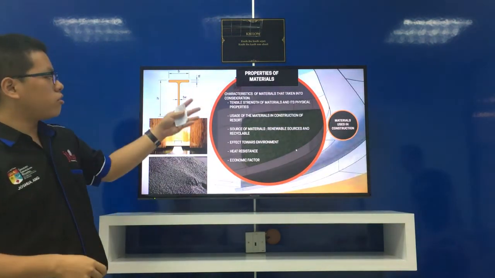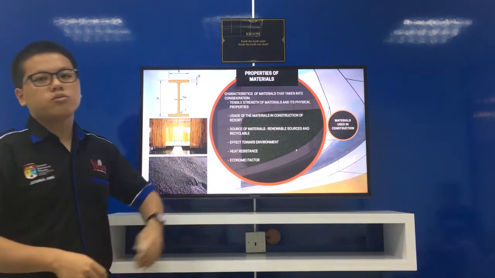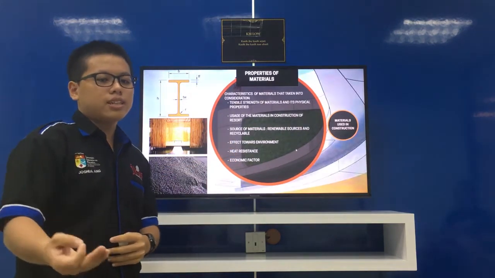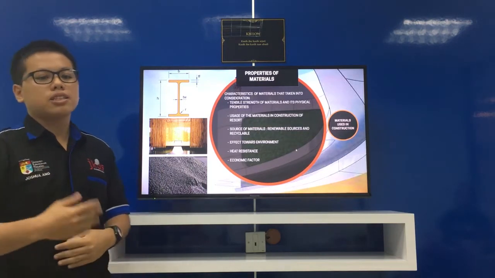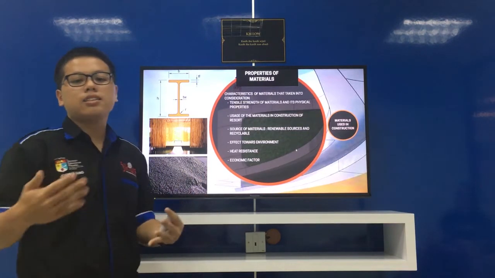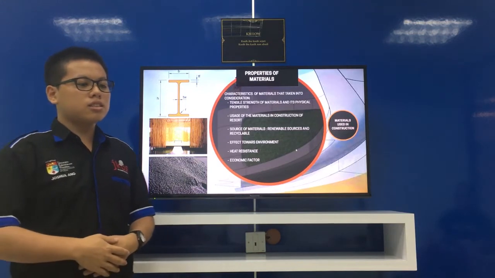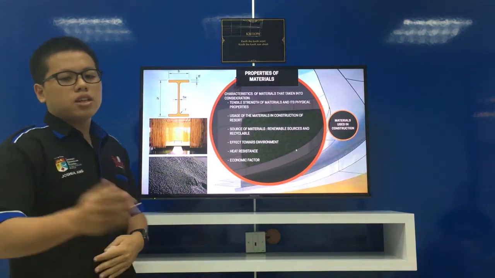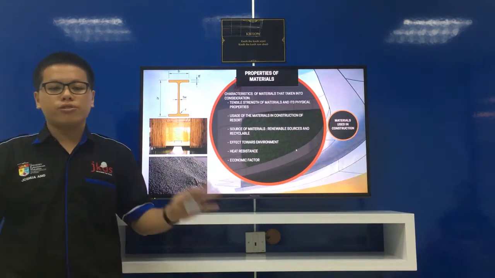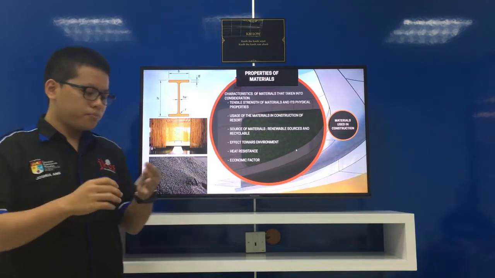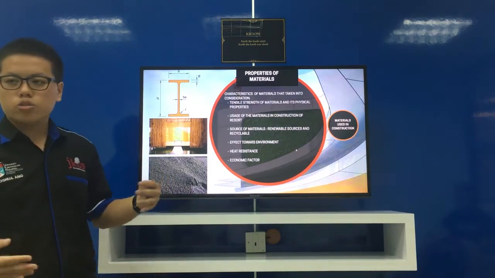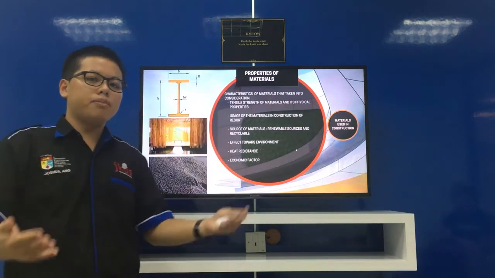For the construction of the hotel, we are using recycled I-beam steel for the roof truss and recycled steel. The steel we are using is A36 steel. A36 steel has a Young's modulus of 200 gigapascal with both tensile and compressive strength of 400 megapascal. So now I'd like to brief why we use I-beam.